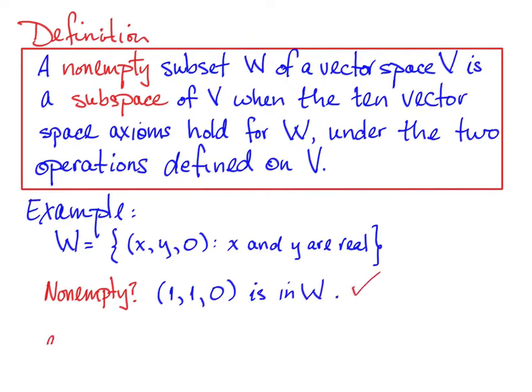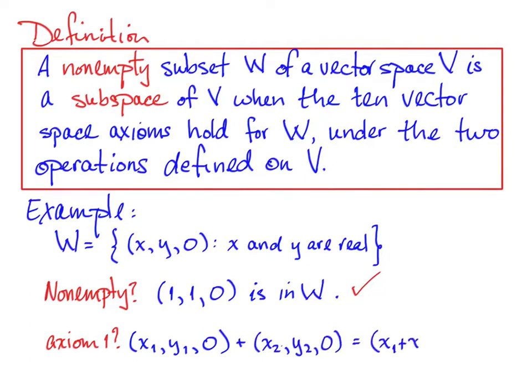The first vector space axiom is the one that says it has to be closed under addition. So let's take two ordered triples whose third component is 0. When we add them together, the first and second components are real numbers, and the third component is just 0 plus 0. So we do get something else in W. That works. It's closed under vector addition.